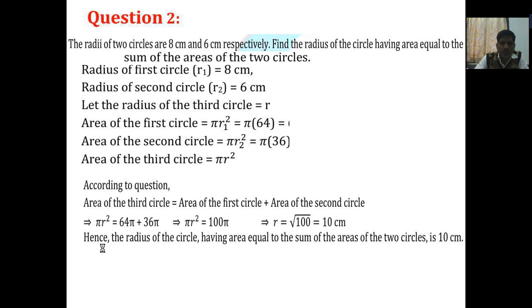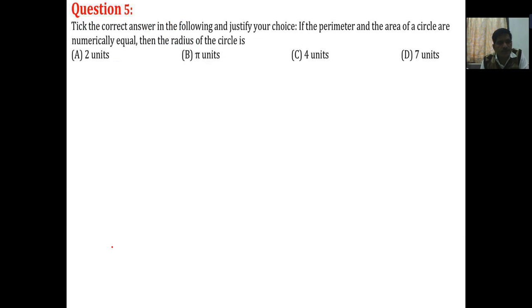Now we go for an easy sum, that is 5. It should be asked in the board exam also. Tick the correct answer in the following and justify your choice. If the perimeter and the area of a circle are numerically equal, so perimeter is equal to area. The perimeter of a circle is 2 pi r.